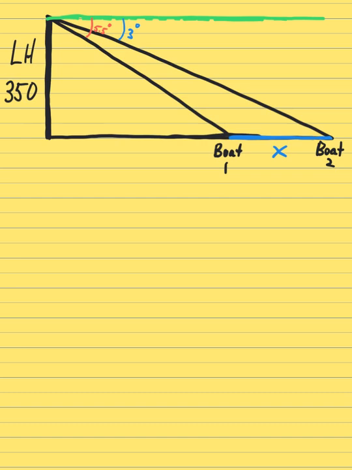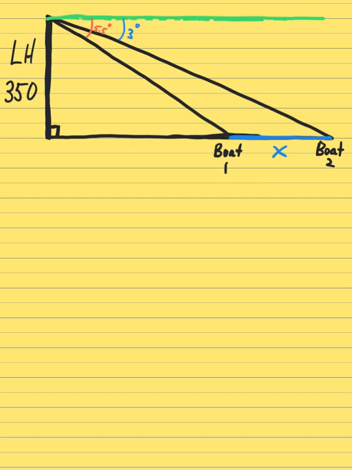I think our game plan should be, and let me mark this as a 90 degrees. We're assuming that the lighthouse is vertical. I think if we can find the distance from boat 1 to the lighthouse and boat 2 to the lighthouse, and we can subtract those distances. At least that's what I think is a decent game plan.